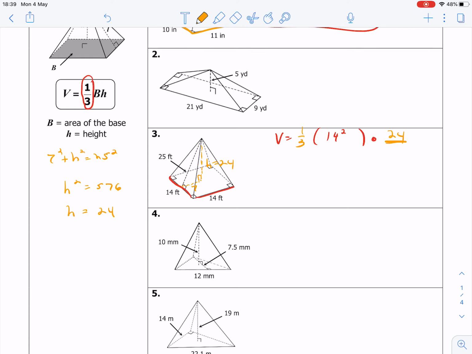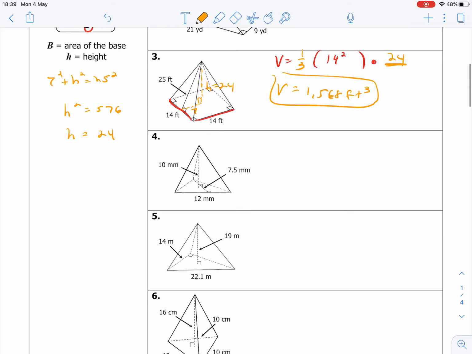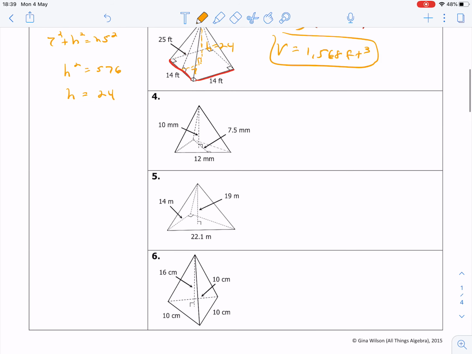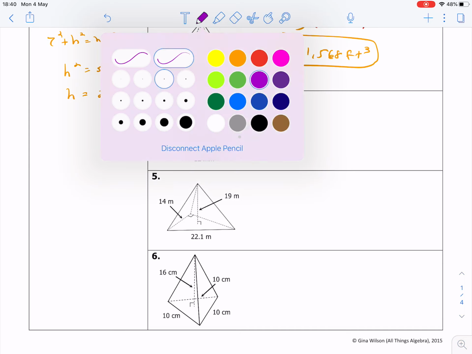And we're done. Nice. So our volume is going to be 1,568 feet cubed. You would just have to recognize that, which is a little bit more challenging. All right, number 4. Let's do a couple more examples with this.